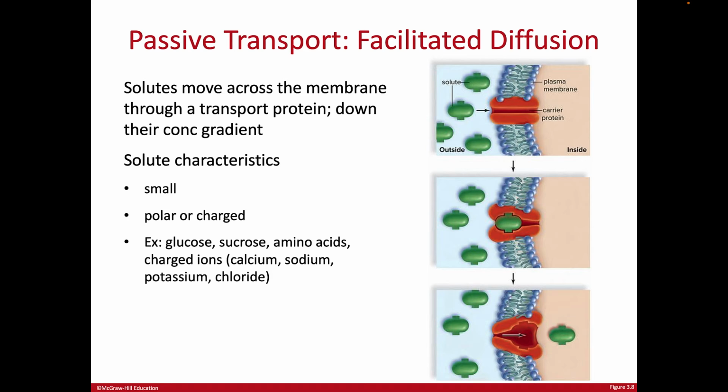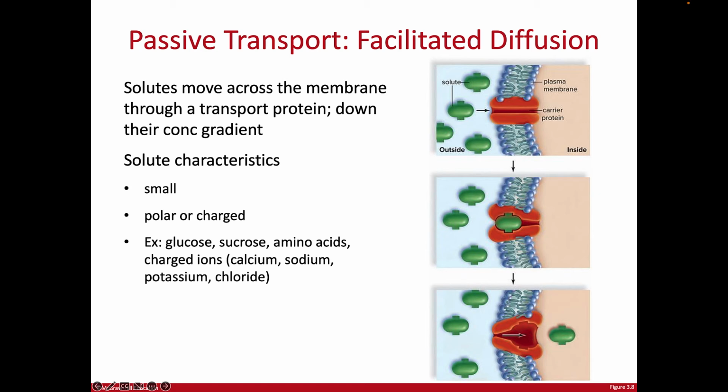Facilitated diffusion is similar, moving from high to low concentration, but this time the solute can't go across the membrane by itself. Instead, it has to move through some sort of carrier protein. So here in red is an example of a carrier protein embedded in the membrane. This is a slice through of the whole thing, by the way. So it's not open. It's more of like a tunnel through the middle.